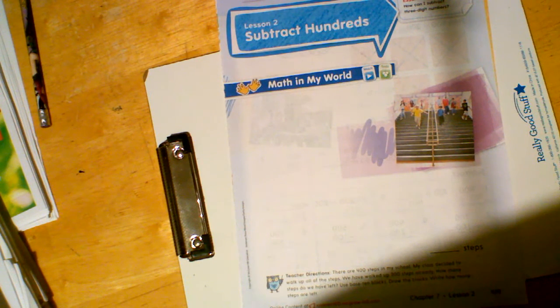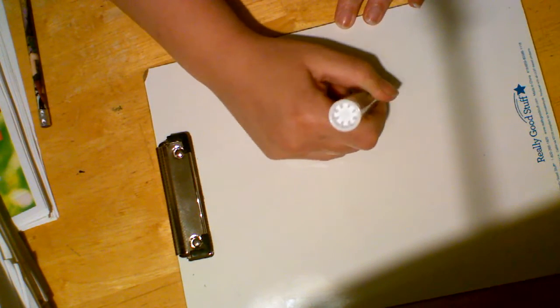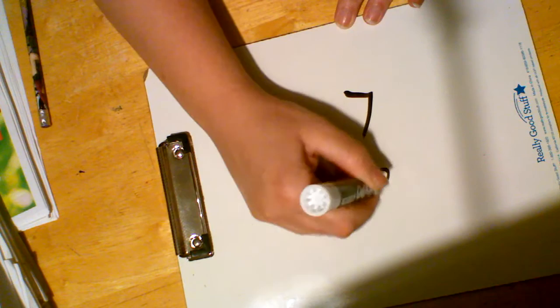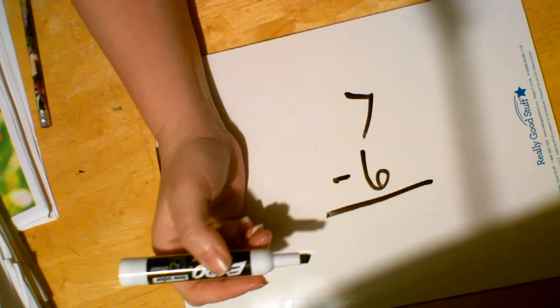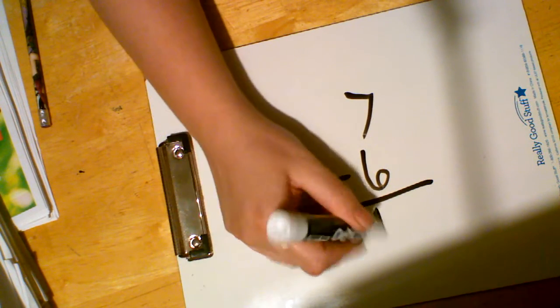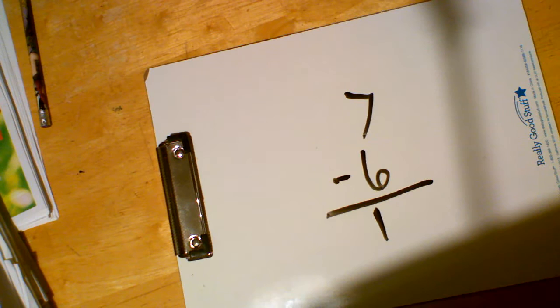All right. But before we get into that, I'd like to review a little bit with you. We have learned how to subtract things like this, right? So we know that 7 minus 6 is 1. That's a given, right? It's easy. That's something we learned a long time ago.